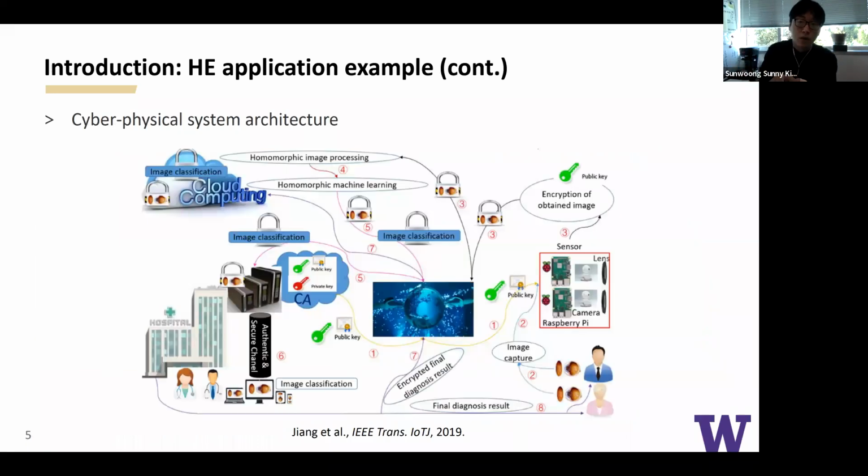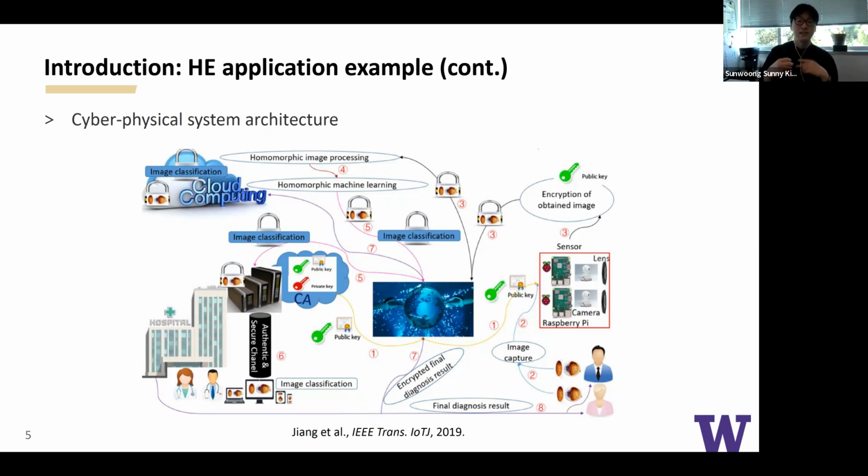And one study proposed the following system architecture. First, we can see number 1: a public key is generated by a hospital and transmitted to a user. And then the user's retina image is captured using the embedded system board, here with a special sensor, and the image is encrypted using the public key. And the encrypted image is transmitted to the resource-rich cloud server through a network, and homomorphic encryption-based image processing is performed on the cloud side.